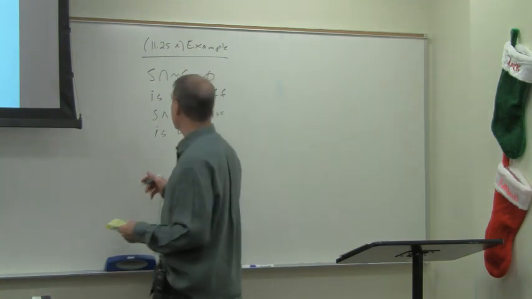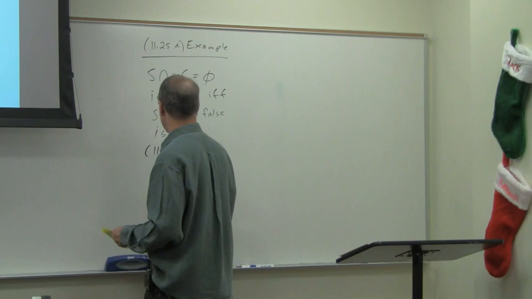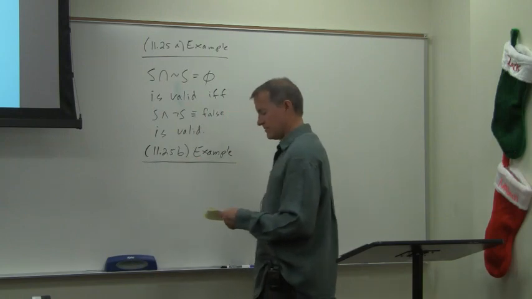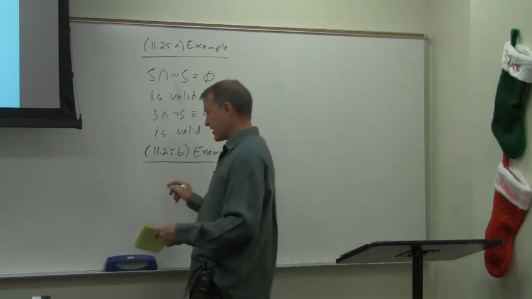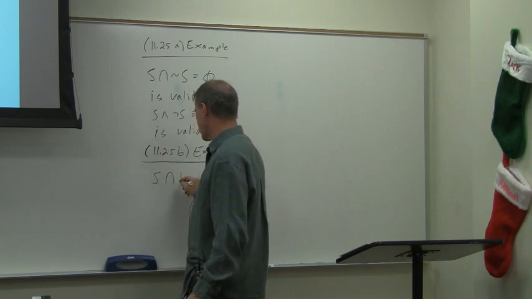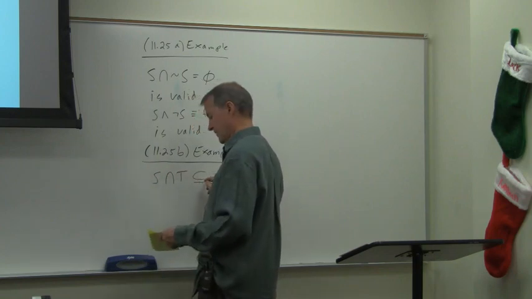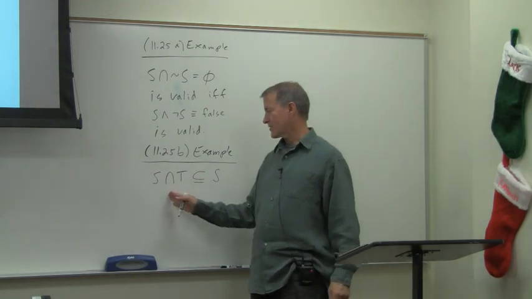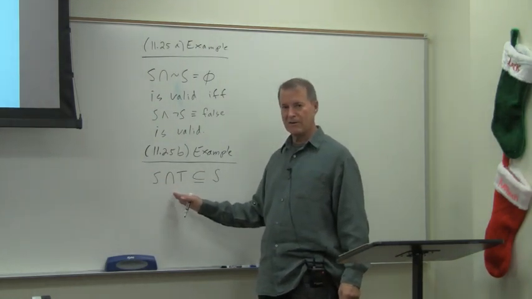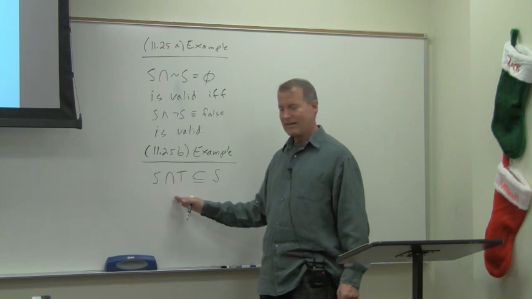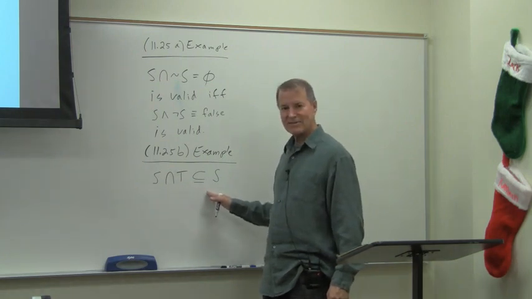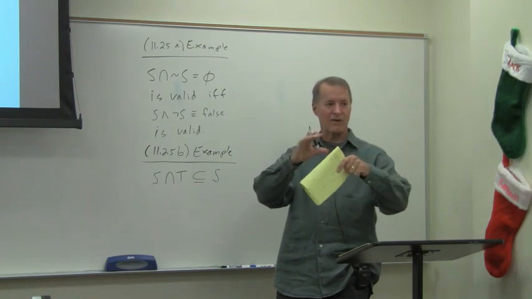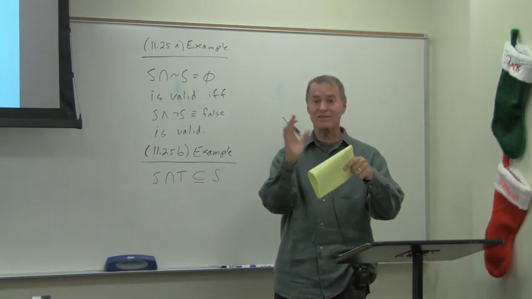Okay, here's an example, 11.25b. Now what about this? S intersection T is a subset of S. Now, what is S intersection T? That's all the elements that are in both S and T, right? Now, is that a subset of S? That makes sense with sets, right? If you have S and T and they overlap, then it's the ones in that overlap region. Well, that is a subset of S.